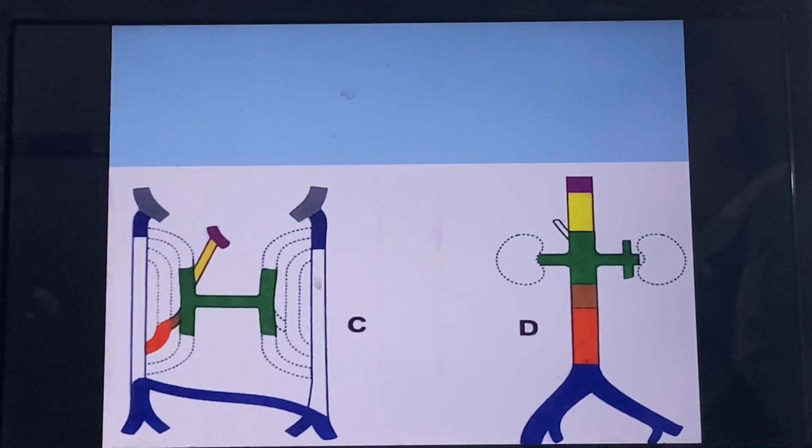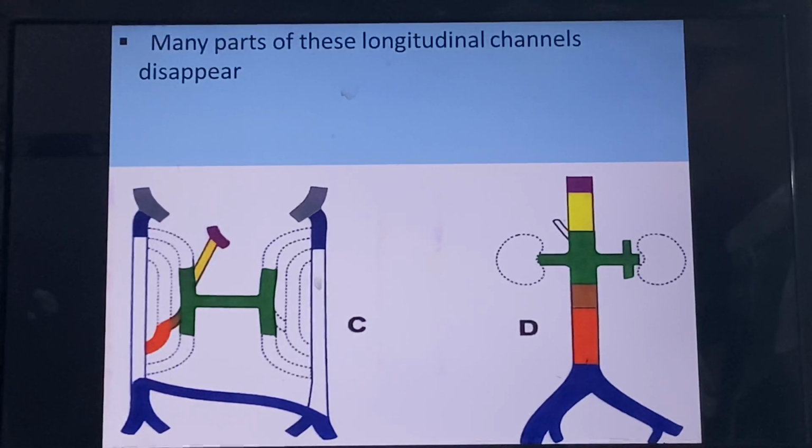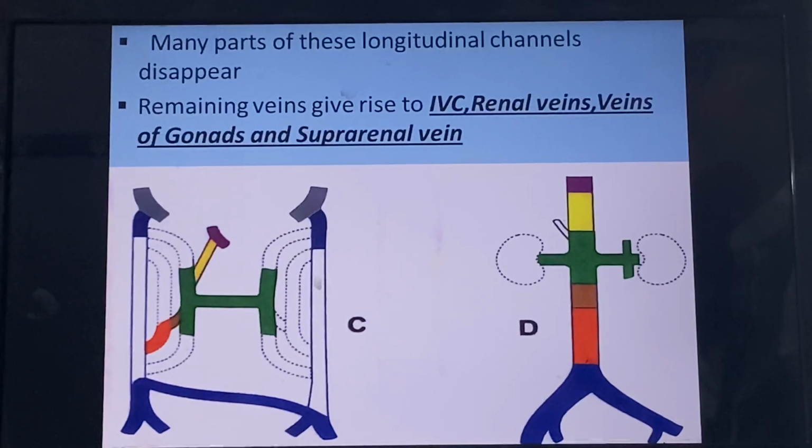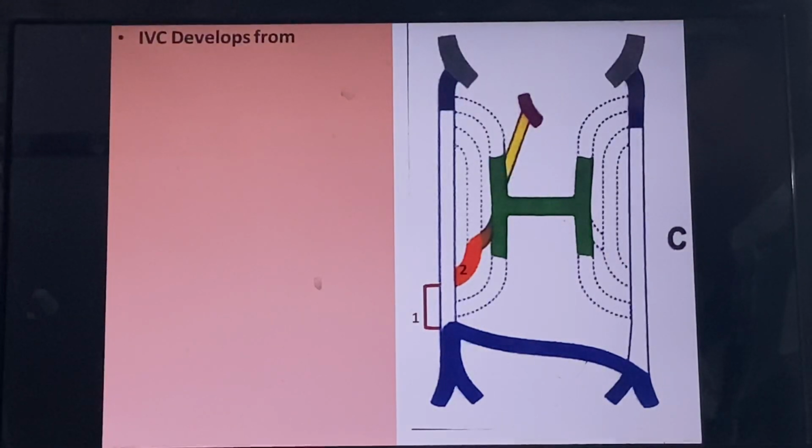So if we see the diagram, we are left with these structures for the development of inferior vena cava. Many parts of these longitudinal channels disappear. The remaining veins give rise to the inferior vena cava, renal veins, veins of the gonads, and suprarenal vein. First, we will discuss the IVC development. If we know the steps of development of the inferior vena cava, then after that certain parts disappear and some parts of those channels or connecting channels just remain, and those different parts help in the formation of the inferior vena cava.